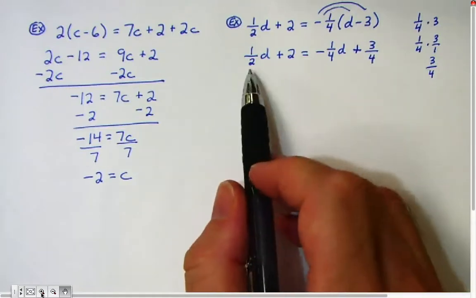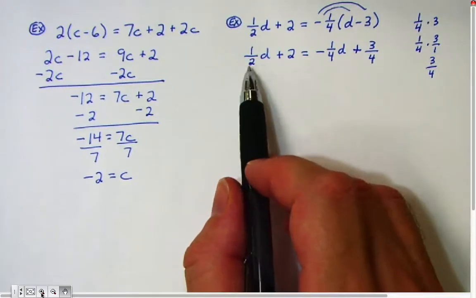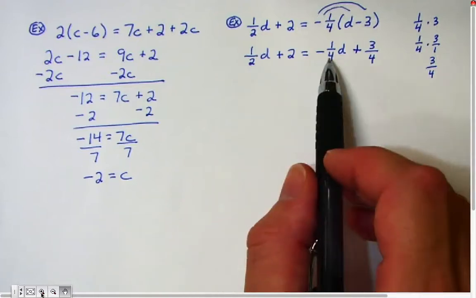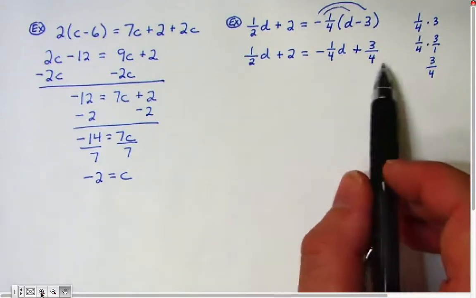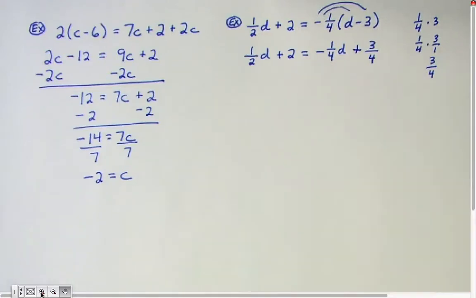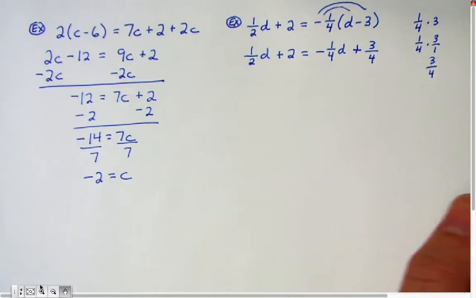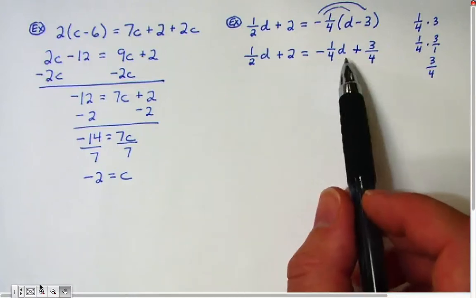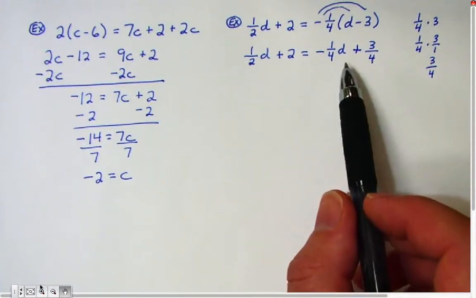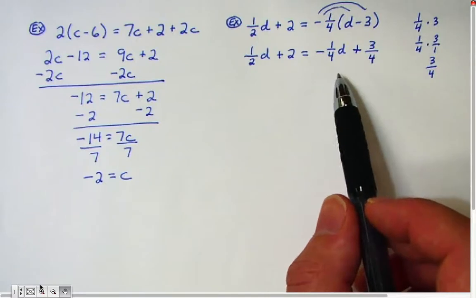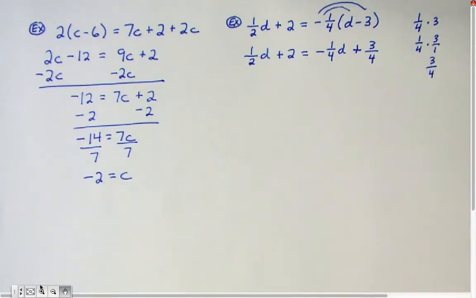Okay, now look at your fractions and look at your denominators. Here we have a denominator of 2. Here is a 4, and here's another 4. In order to get rid of the fractions, we want to multiply all the terms by the lowest common multiple of these denominators. And if you think about 2 and 4, the lowest common multiple of 2 and 4 is 4. Both 2 and 4 go into 4. So since 4 is the lowest common multiple, we're going to multiply every term by 4.